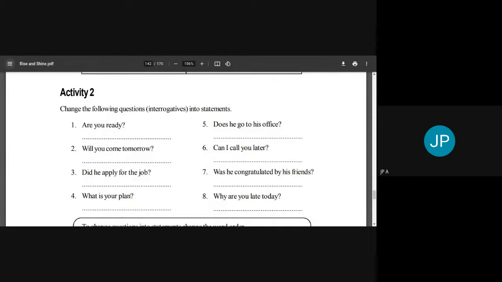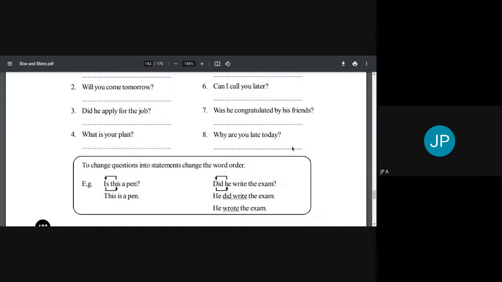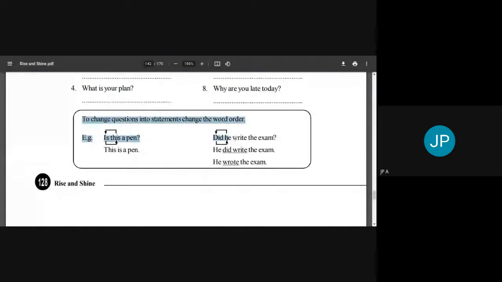So what are we doing when you change a question into a statement? We are just changing the word order. How do we change the word order? Is this a pen? I can make it easily into a statement by changing the order of the words. How have we changed? This is a pen.